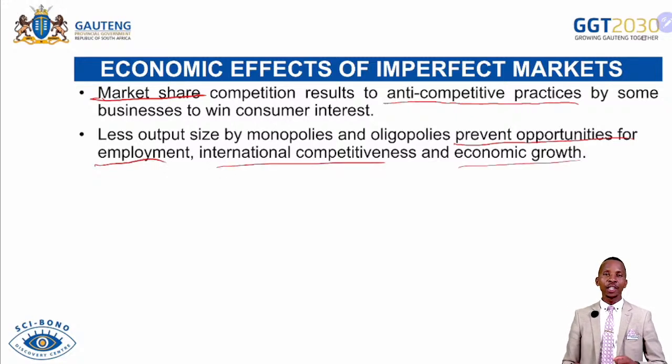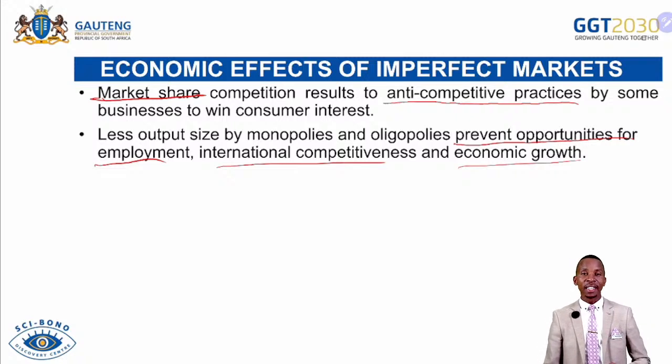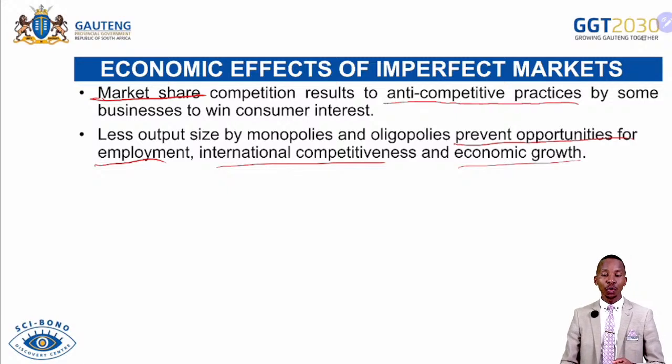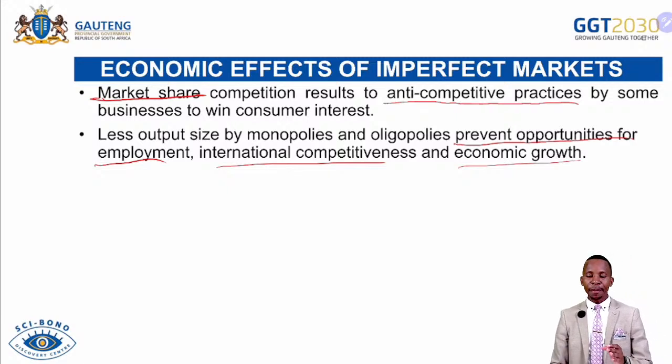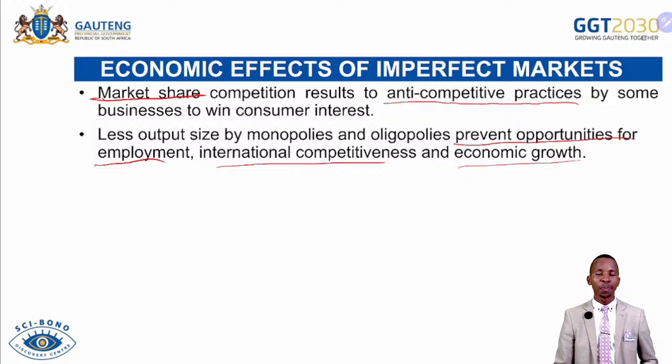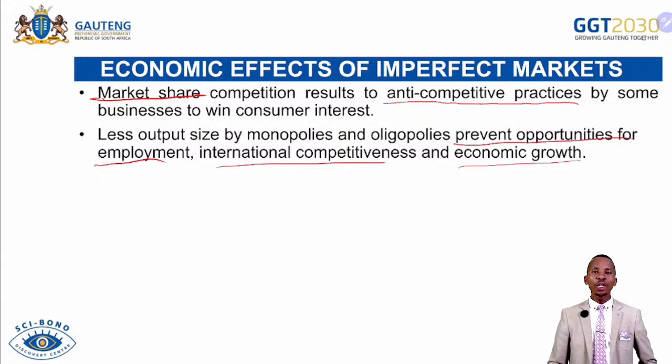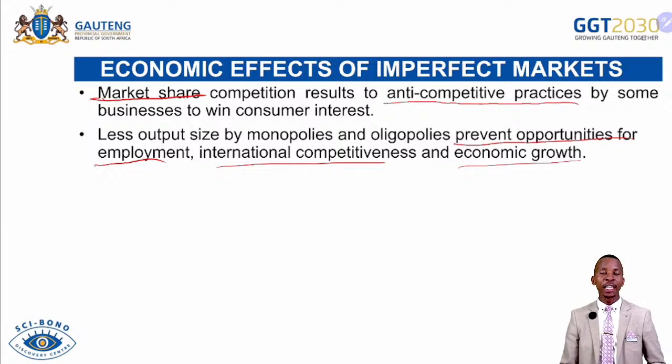If there is less competition within the market, like an oligopoly with a few large firms or a monopoly without any competition, it prevents job opportunities, because if there are more firms in the economy, there will always be job creation for people that are unemployed. Also, local goods find it difficult to compete internationally because they are not facing that wild competition that can make them efficient and develop. So they cannot easily compete internationally.